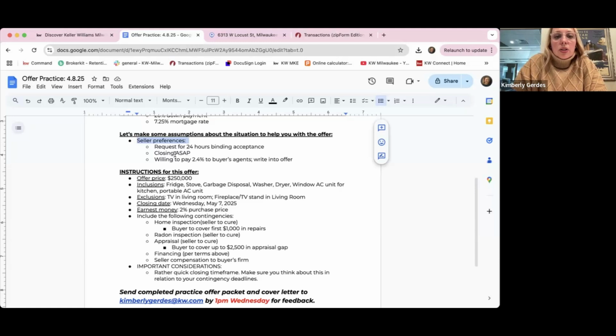They do want to close as soon as possible. The home is vacant, so a sooner versus later closing time frame would be preferred. And then the seller is willing to pay up to 2.4% to a buyer's agent, and it's okay if we write that into the offer. So you'll see that as one of our contingencies in the offer that we will be submitting.